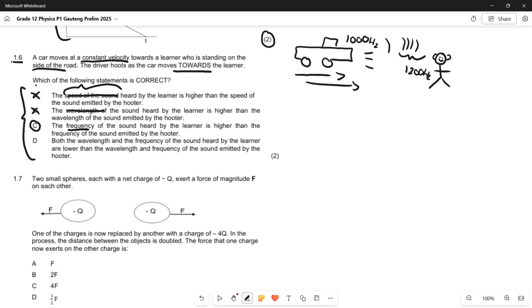because the wavelengths between the sound get more compressed as it approaches the learner and because the car is moving in the direction towards the learner. Okay, therefore the learner hears a higher frequency than the sound actually emitted by the hooter, and that is why C is our correct answer over there. D is also not correct because both the wavelength and the frequency of the sound heard by the learner are lower, and that is in the opposite direction entirely, so that won't be true. Cool, and that would earn us 2 marks over there.